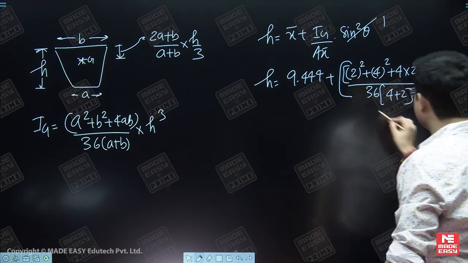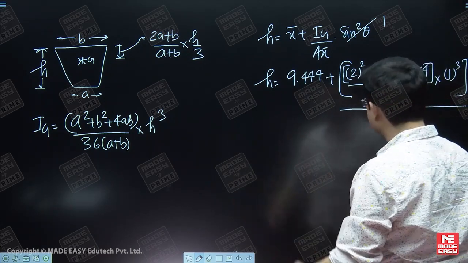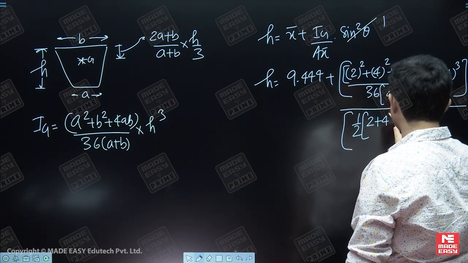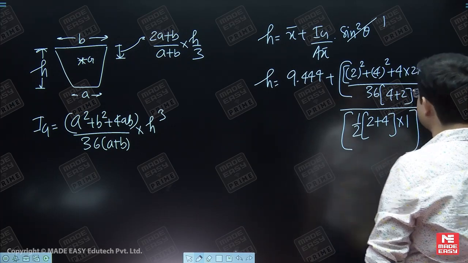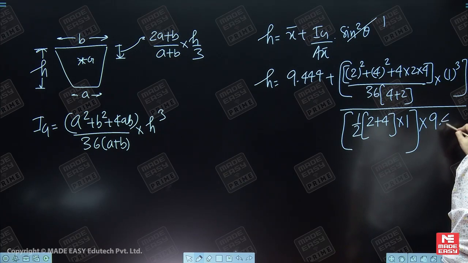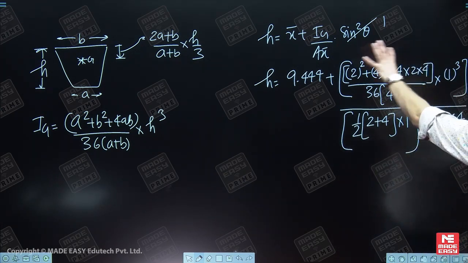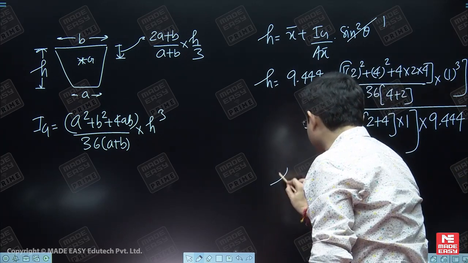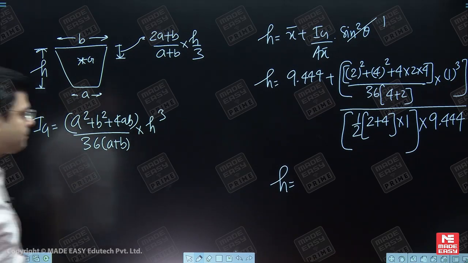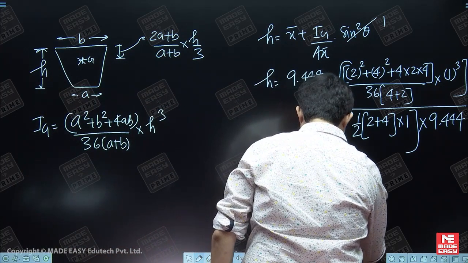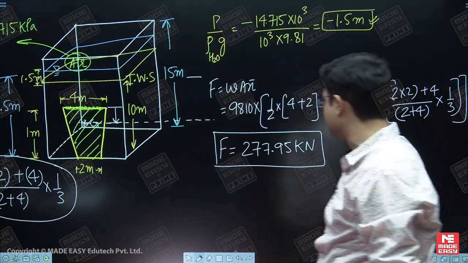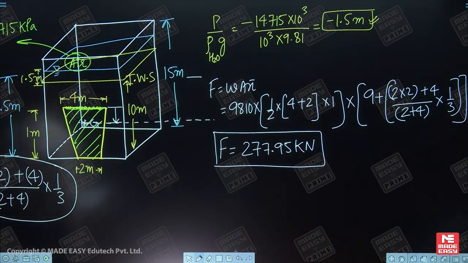This is your Ig divided by area. Area of the trapezium is going to be half into the sum of parallel sides, 2 plus 4, into height 1. This is the area, multiplied by x bar, and x bar is 9.444. So when you do all these calculations, the value of h will come out to be 9.453 meter. Now just observe what your teacher is trying to say.